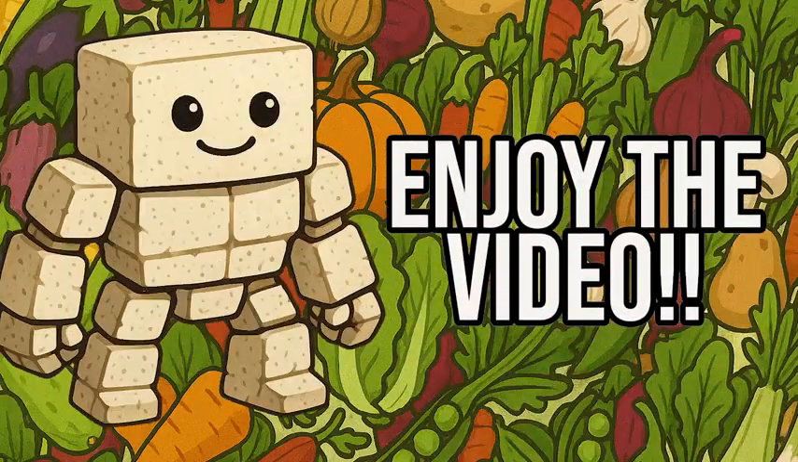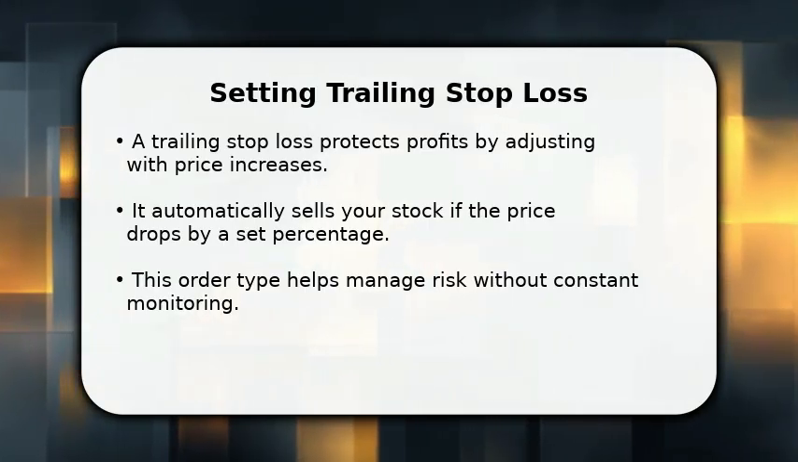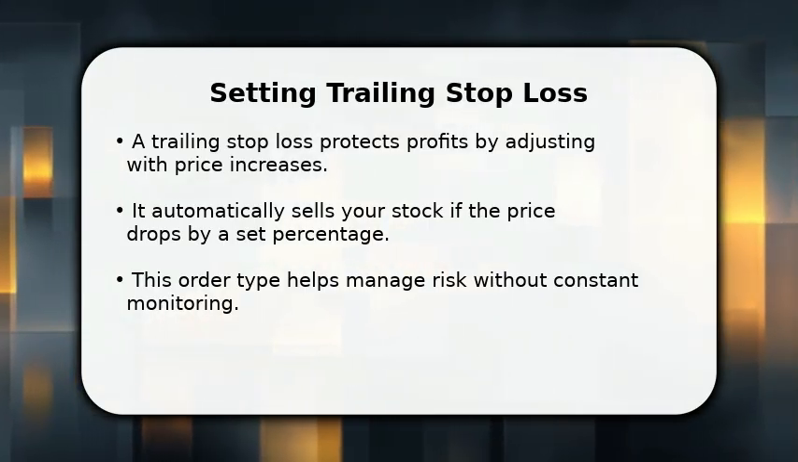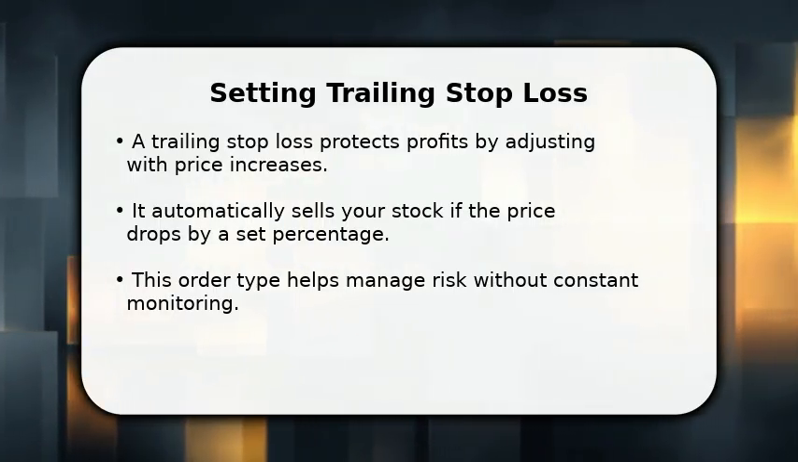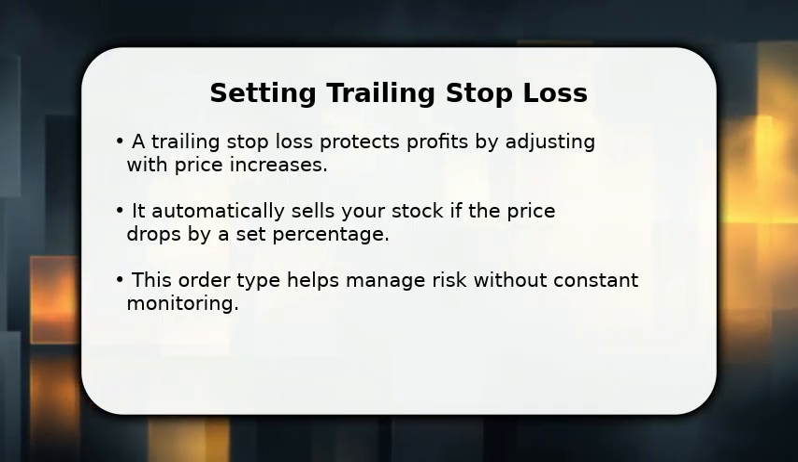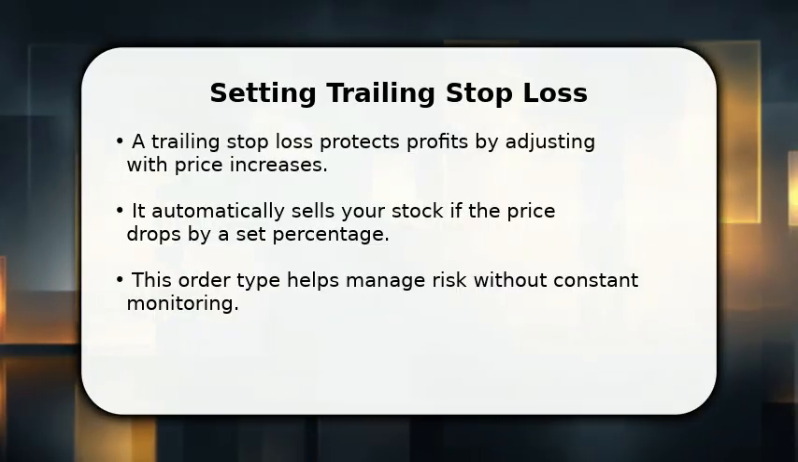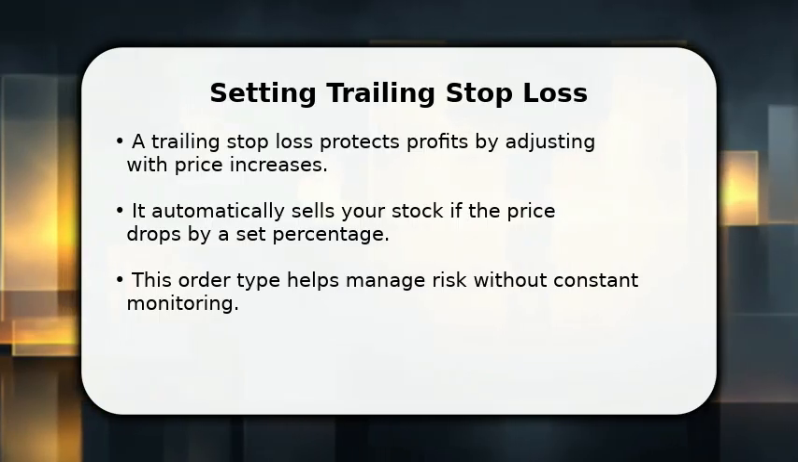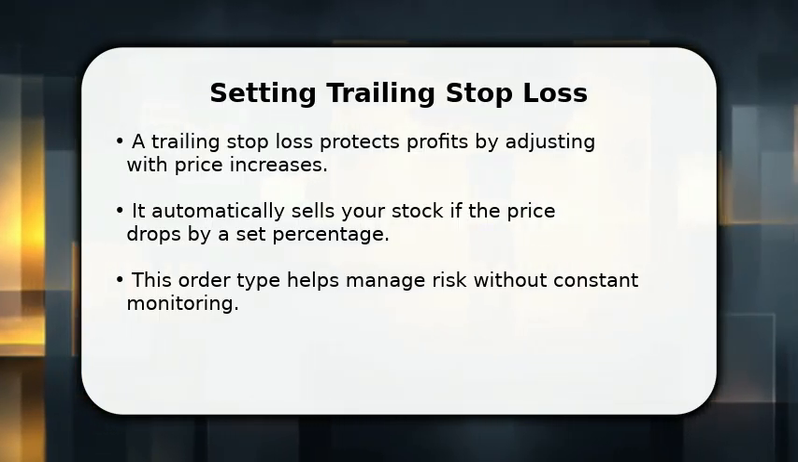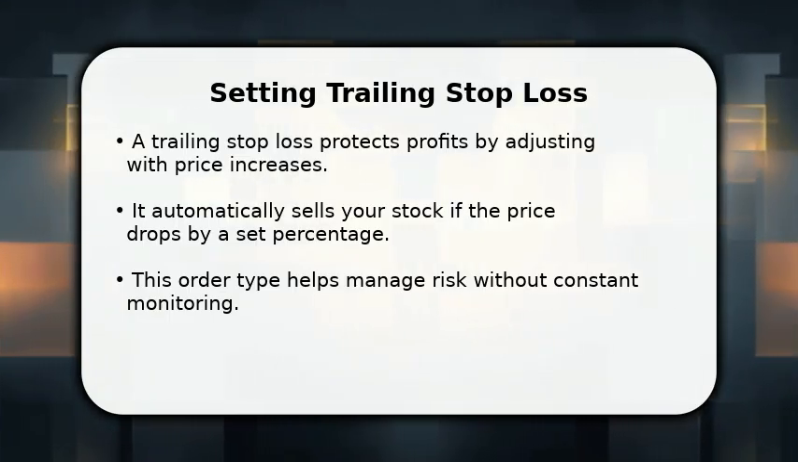Please enjoy the video. In this video, I will explain how to set up a trailing stop loss on Webull. First, open the Webull app and navigate to the stock you wish to trade. Tap the Trade button, then select Sell if you already own shares, or Buy if you're opening a new position with a trailing stop. This initial step is crucial for accessing the advanced order types. Ensure you understand the current market price before proceeding.